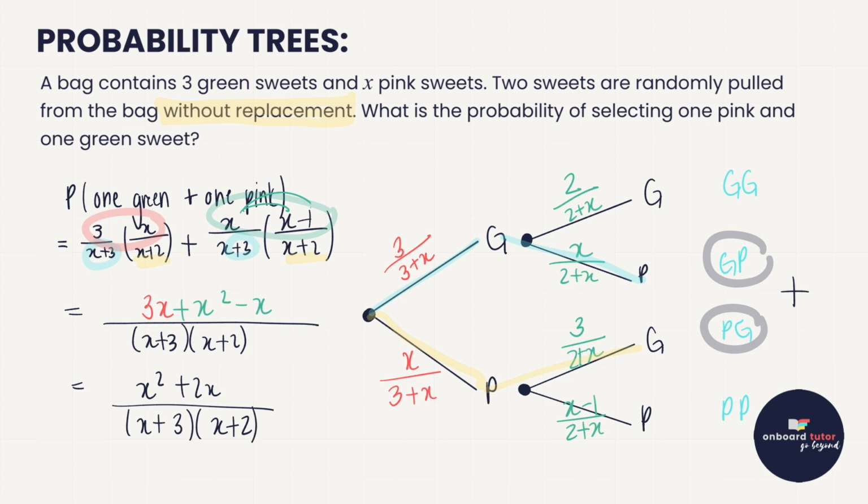Okay, probability trees, hugely helpful when it comes to without replacement questions, and as long as your foundations are good, remembering that if you've eaten one sweet, you need to have one less option, then you should be able to answer any question that comes your way.